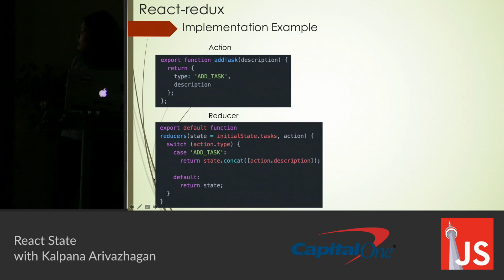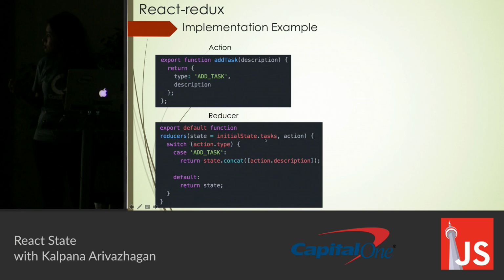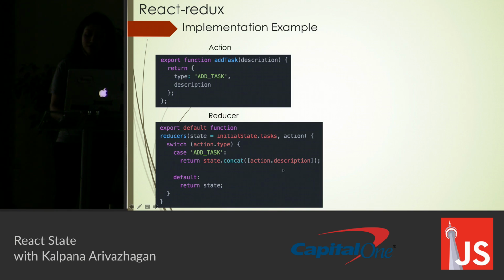So this is another function that takes state as the first input, and action as its second parameter. And depending on the type of the action, the reducer has logic to update the data. So here we have an attribute called tasks stored in our application state, and looks like tasks is an array of tasks itself, and the description that we got from the action is going to be the new task that we're going to add to the existing list of tasks.